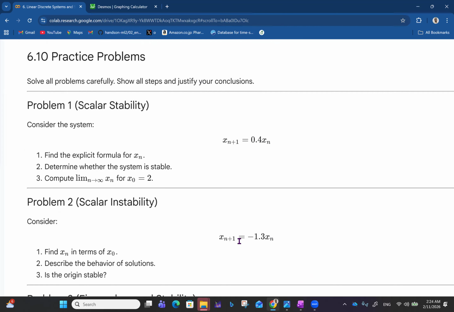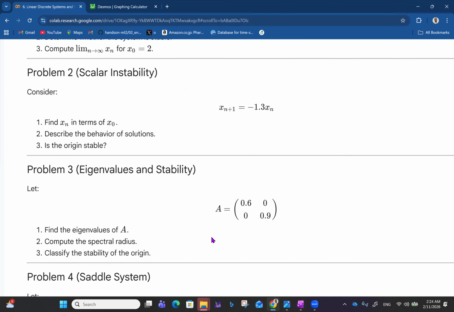Then we have scalar instability. Xn plus 1 is this. Find xn in terms of x naught. Okay, let's try this out. Is it not going to be the same thing still? I think it's going to be minus 1.3 raised to power n ultimately, because this is just a here. So describe the behavior of solutions. Is the origin stable? Try all that out.